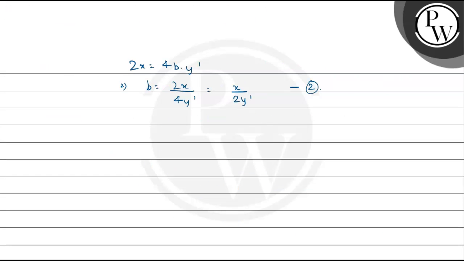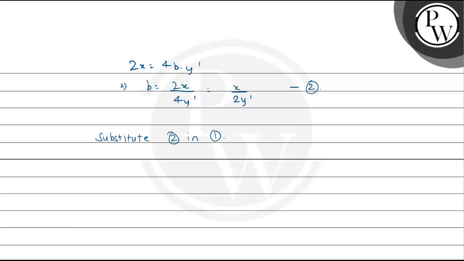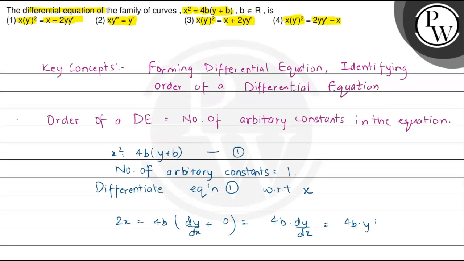Now we substitute 2 in 1. The reason why we are substituting instead of differentiating one more time is because of the order. The order is strictly 1. Hence, we cannot differentiate one more time, because then we'll have order 2 in our differential equation. That's why we'll be substituting what we obtained in equation 2 in equation 1.